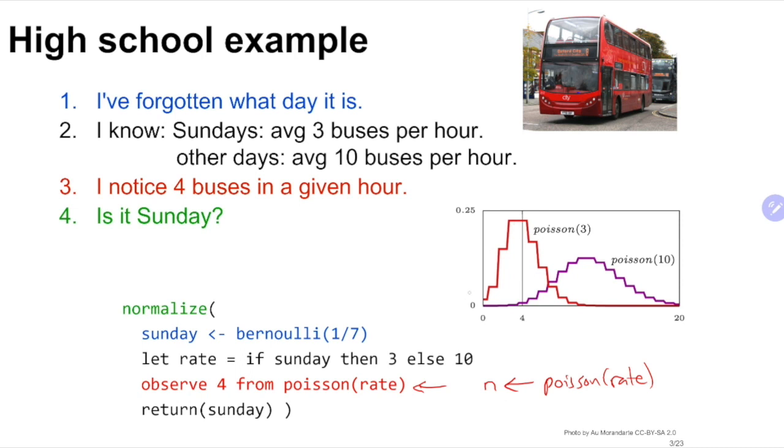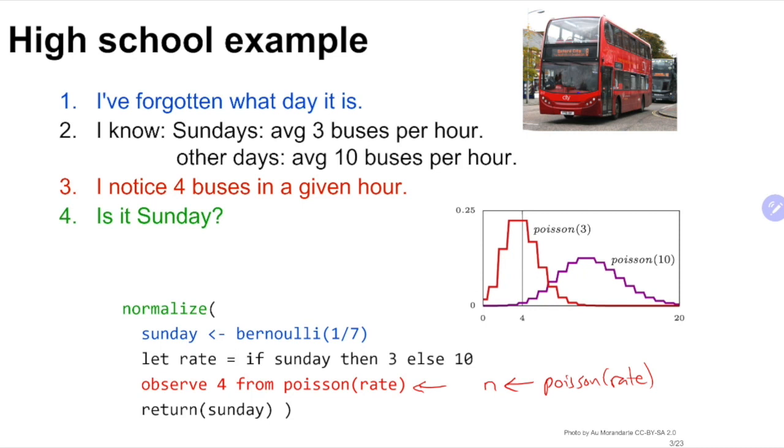So we can look at the graph of the Poisson distribution and see, well, actually, when the rate is 10, having 4 buses in a given hour is quite unlikely. But then again, you know, Sunday is just one of the 7 days, so it's quite unlikely that it was a Sunday in our prior assumption. So we need to do a calculation to figure out the answer.